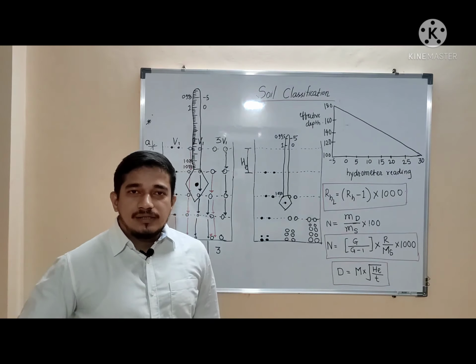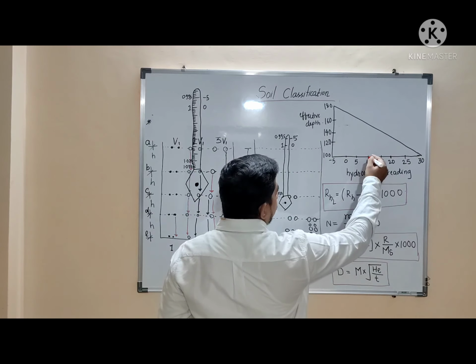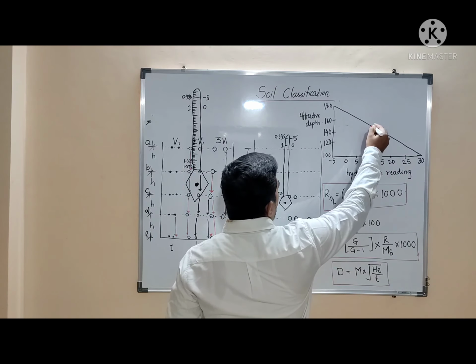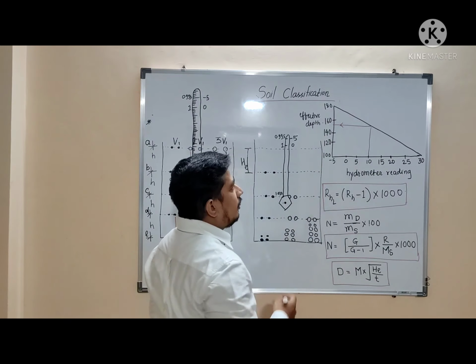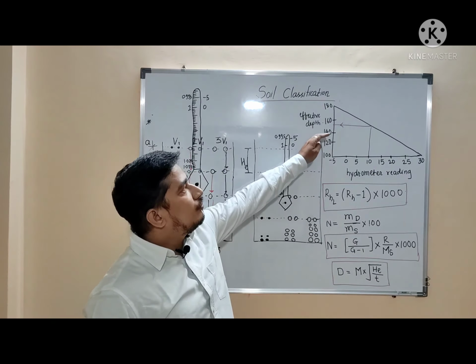That is nothing but the depth of the hydrometer bulb with respect to the free surface of this soil suspension. For this, generally the manufacturer of the hydrometer will provide us a calibrated chart. Suppose this is the calibrated chart. These are the hydrometer readings. Suppose we got reading 10, then with this calibrated chart we can find out the effective depth. So for reading 10, the effective depth will be between 140 to 160. Like that we can find out this effective depth.